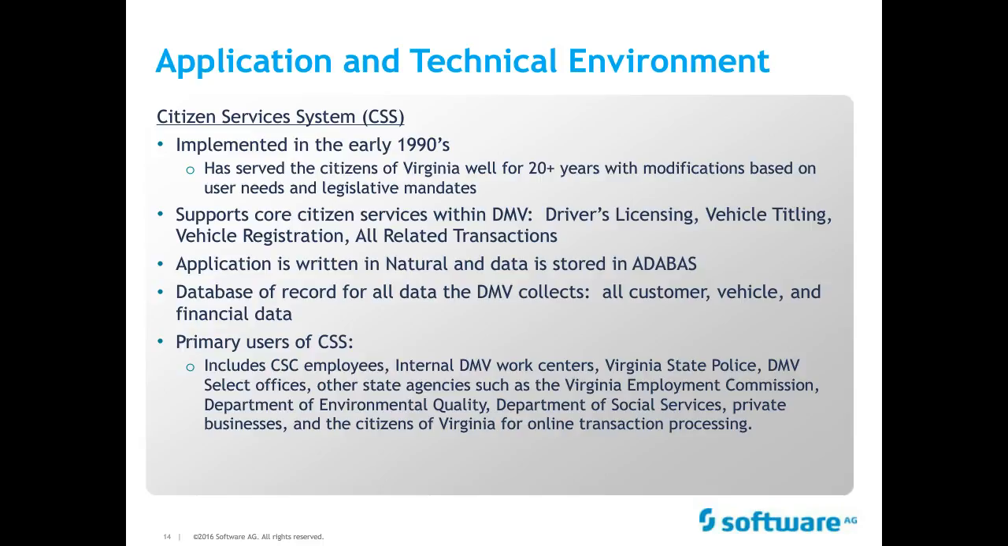The application is written in Natural. The data is stored in a database. It's the database of record for all of the data that DMV collects, all customer, vehicle, and financial data. Our primary users include, of course, our own employees in the customer service centers, our internal work centers, state police, the select offices, other agencies like the Virginia Employment Commission and Department of Environmental Quality, Social Services, private citizens, and private businesses.